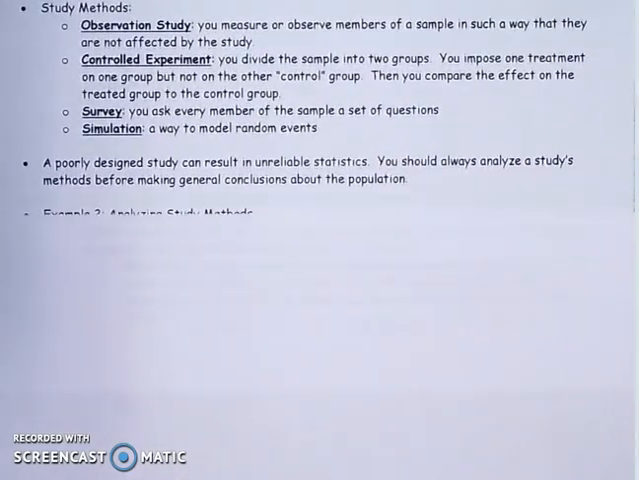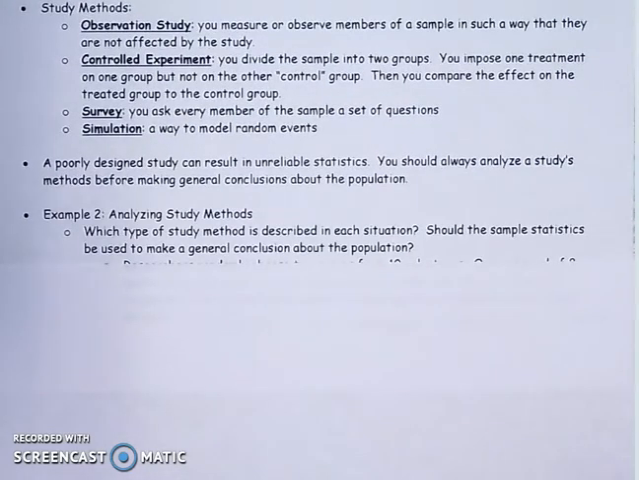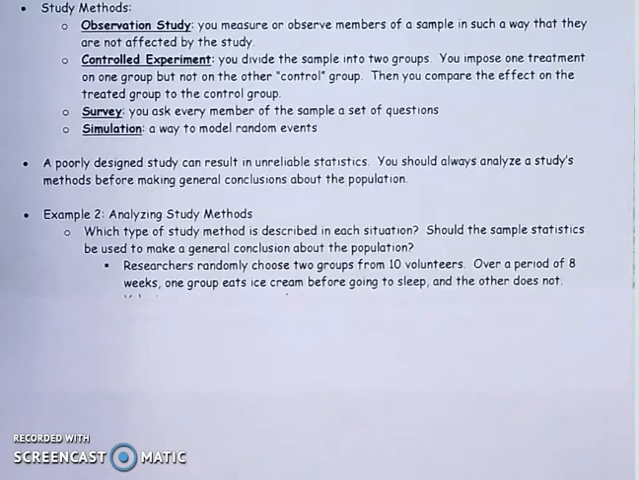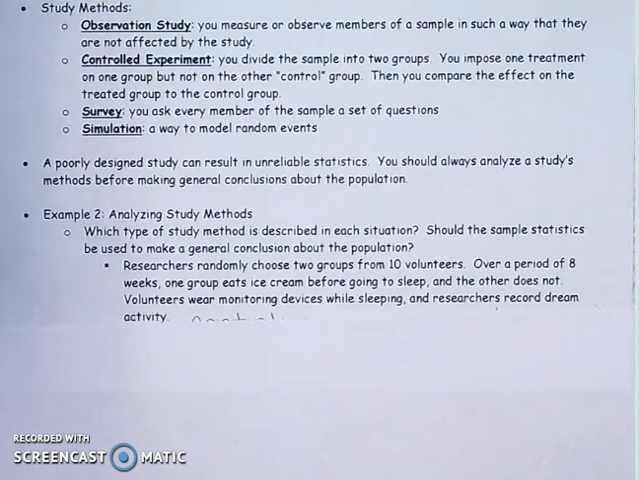So looking at example 2, which type of study method is described in each situation, and should the sample statistics be used to make a general conclusion about the population? So this first one is about choosing two groups from 10 people. Over a period of 8 weeks, one group eats ice cream before going to sleep, the other does not. Volunteers wear the monitoring devices while sleeping, and researchers record their dream activity.